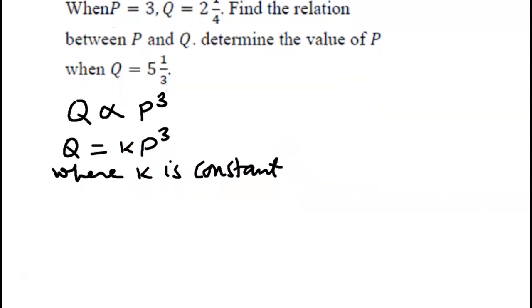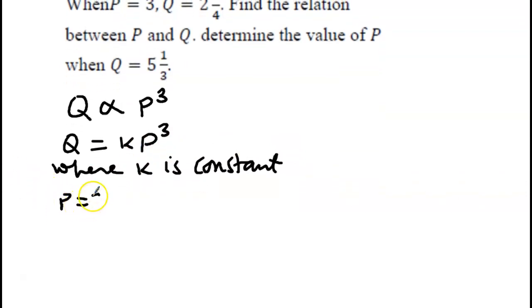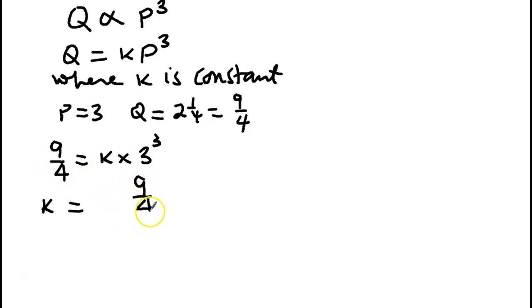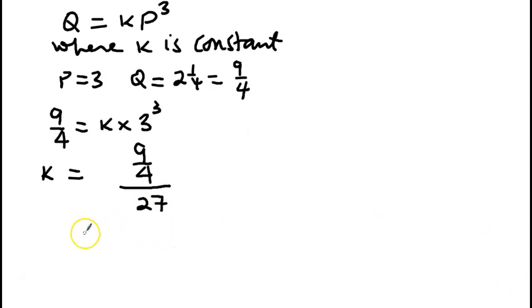The initial values of the variables involved will be given. We know that P is 3, and then Q is 2 whole number 1 over 4, which is 9 over 4. So let's substitute and then find our K. So we have Q is 9 over 4, which is equal to K times 3 cubed. Now we want to find K. So K will be, let's divide both sides by this, 9 over 4 over 3 cubed, which is 27. And this is the same as 9 over 4 times 1 over 27.